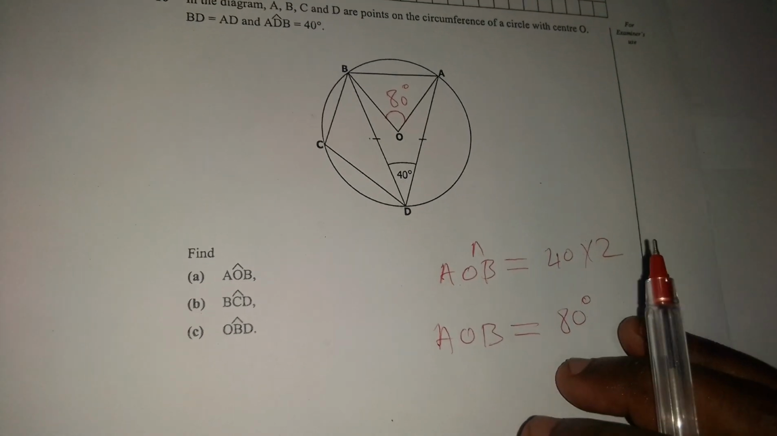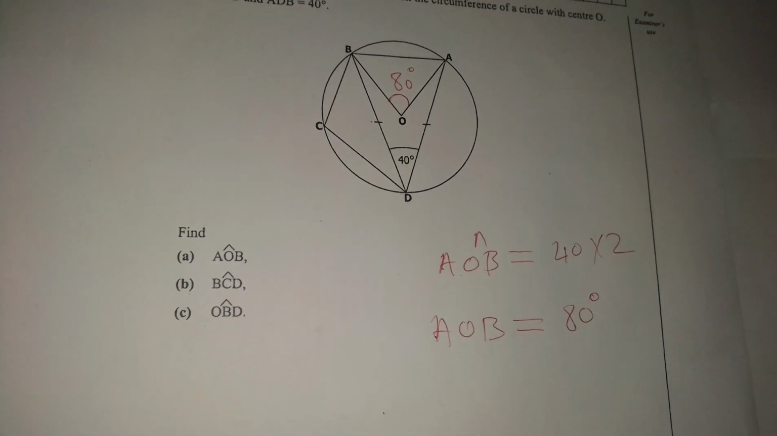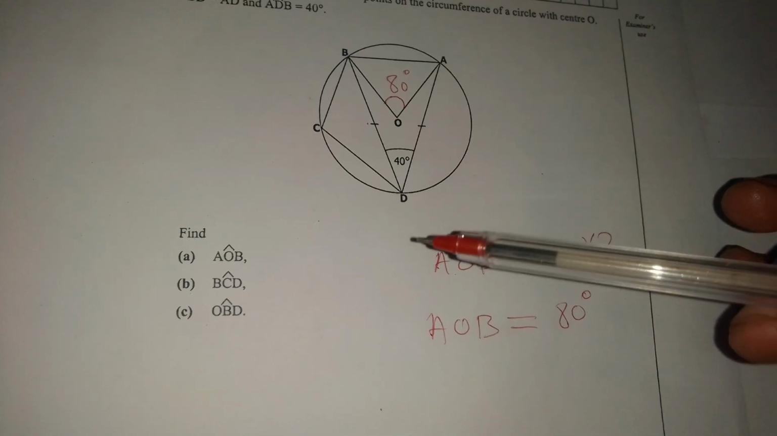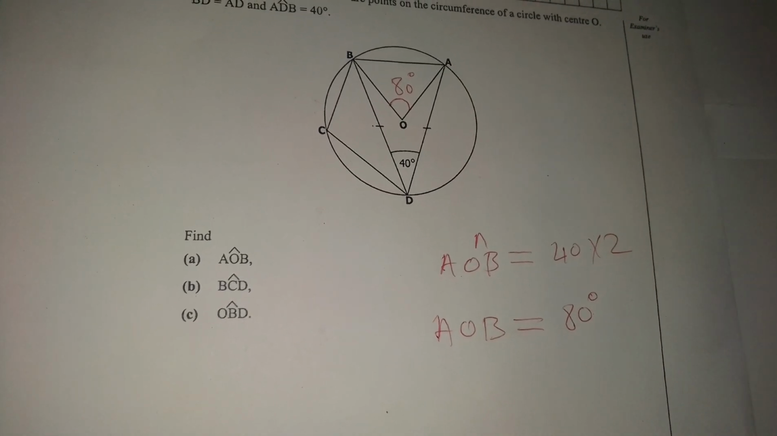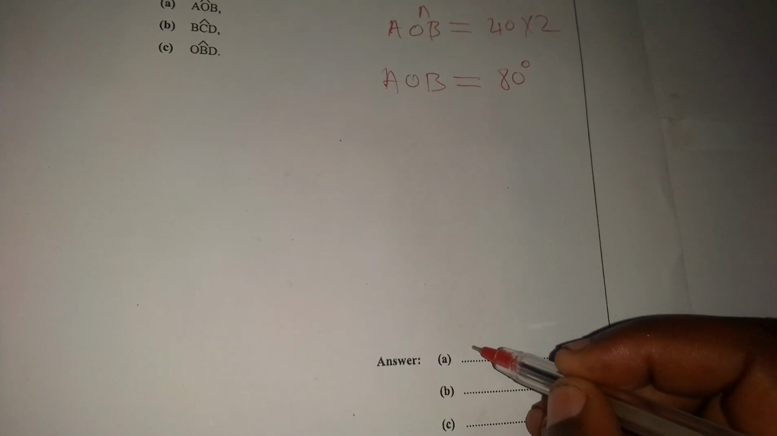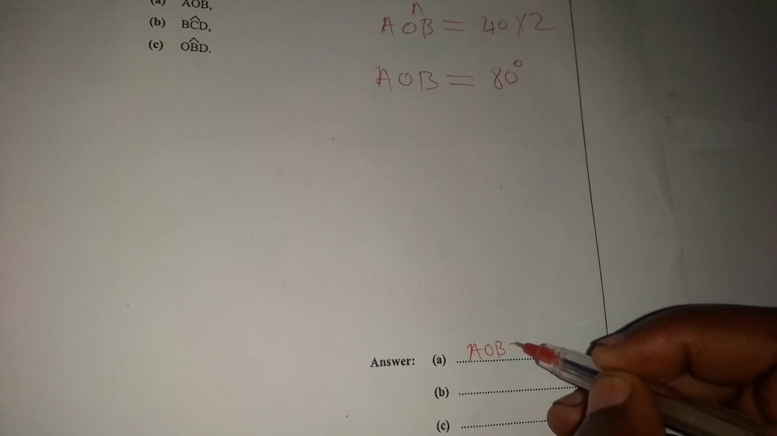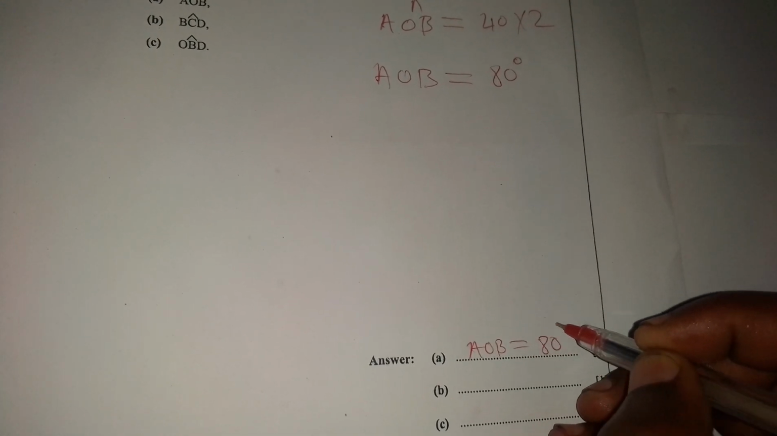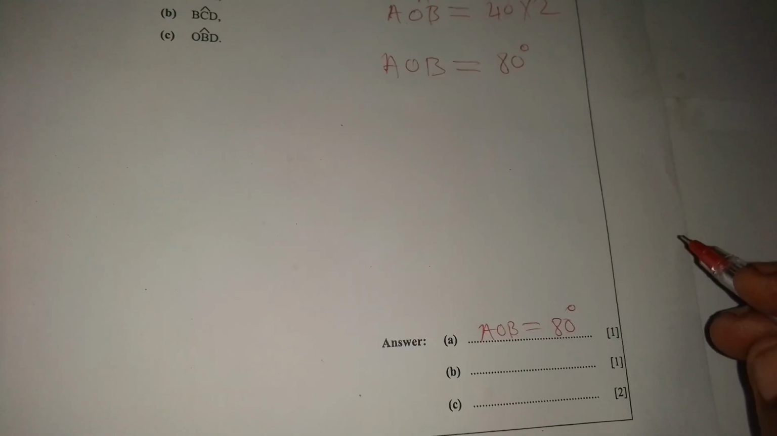And which property have we used? Angles at the circumference are twice the angles at the center. So that is A. After finding A, you put here, you can just say AOB is equal to 80 degrees. It is 1 mark. This is how you answer examination questions.